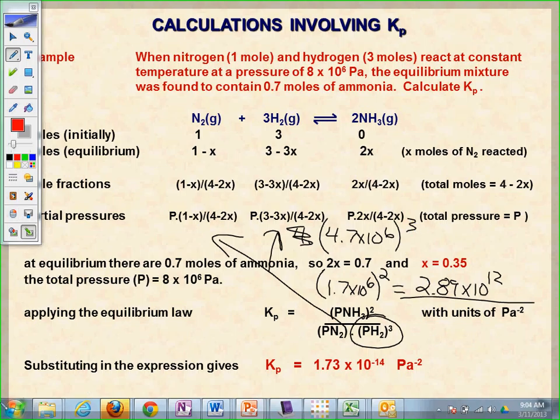What do you get? 4.7 times 10 to the 6th. Enter, raise it to the 3rd. 1.04 times 10 to the 20. All right, so now you have this. We don't have to do anything special with this. No squaring, cubing, or anything like that. So we can just plug this number in here. And that number of nitrogen was 1.6 times 10 to the 6th.